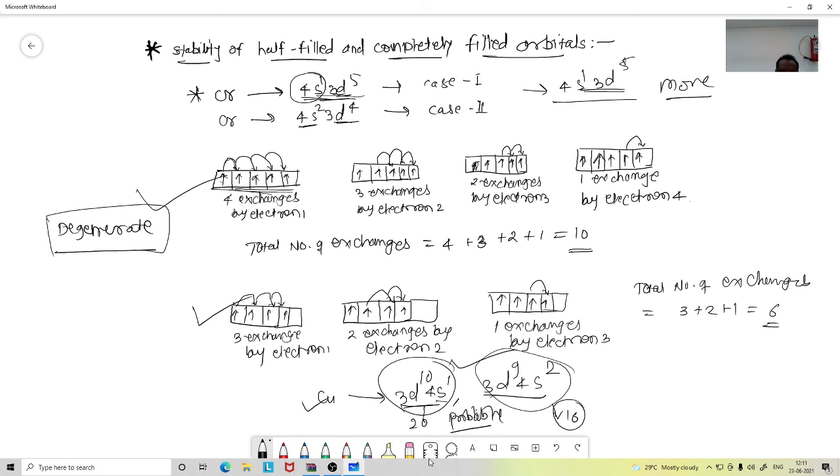Half filled and completely filled orbitals have more possible exchanges. In this case the total is 10 exchanges, in this case a total of 6 exchanges. 10 exchanges are more stable, therefore half filled and completely filled orbitals have more possible exchanges and more exchange energy than the other orbitals. Therefore, half filled and fully filled orbitals are said to have spherical symmetry, and that's why they are more stable than the other orbitals. So we have to remember that half filled and fully filled orbitals have more stability.